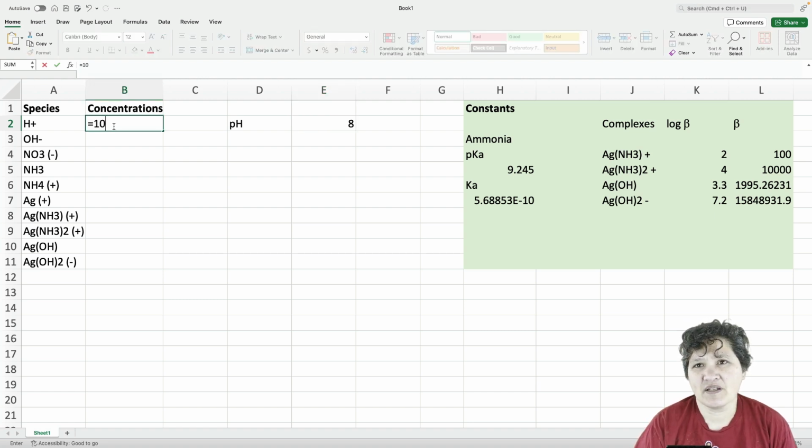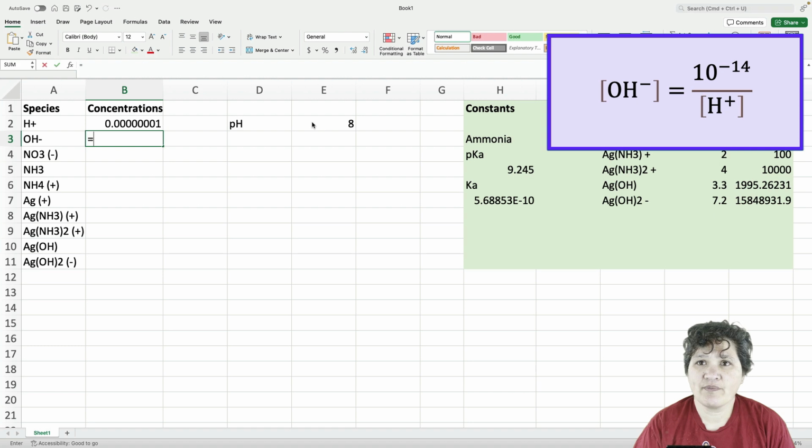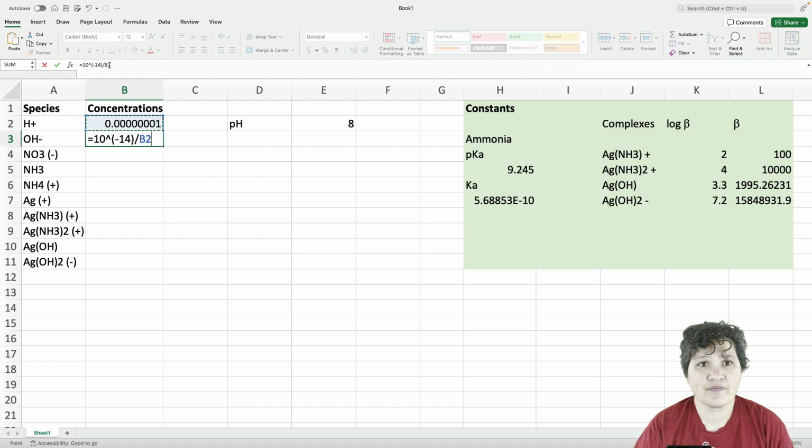Our H+ then is going to be 10 to the negative pH. Our OH minus is going to be 10 to the minus 14th divided by H plus. And again, I'm just going to click on that cell that contains the H plus concentration. We have an actual number for NO3 minus, so I can just enter 0.010 here.